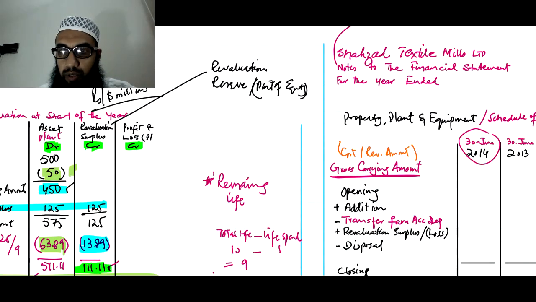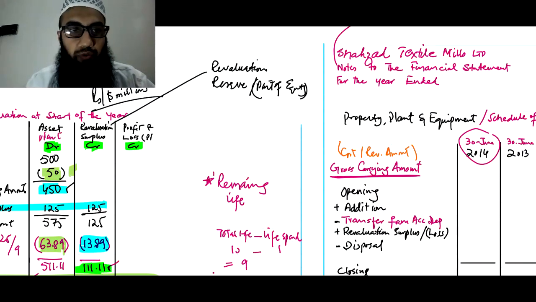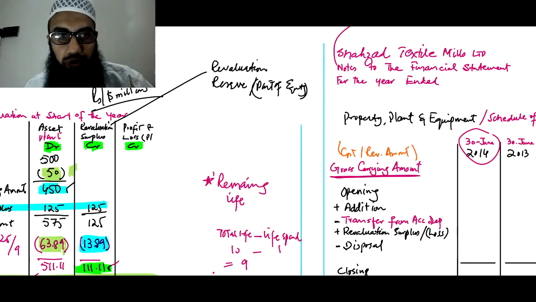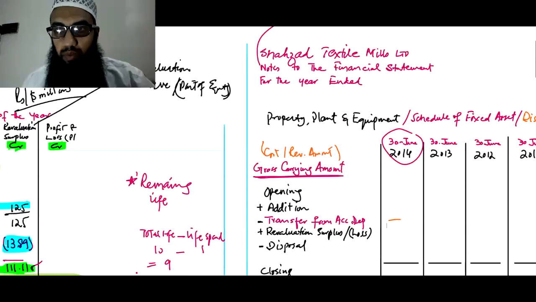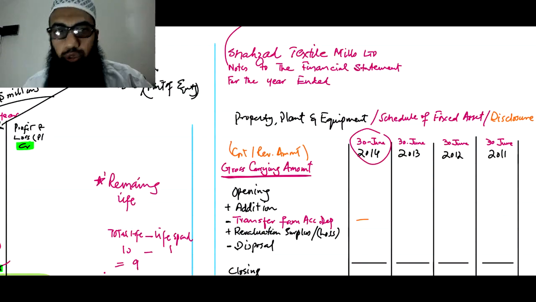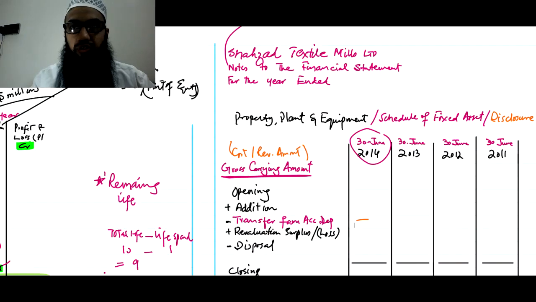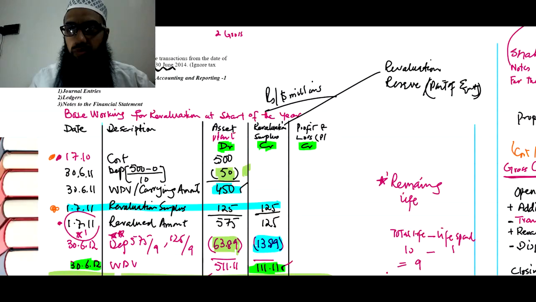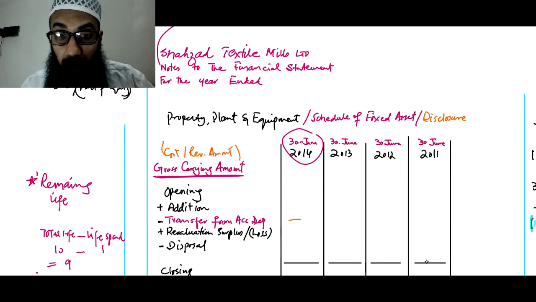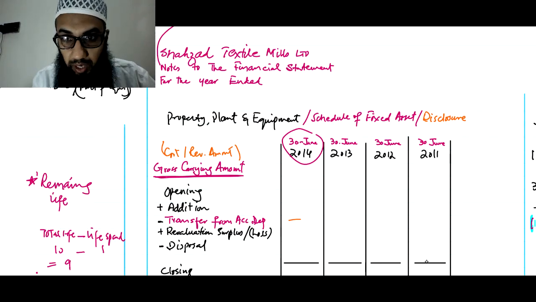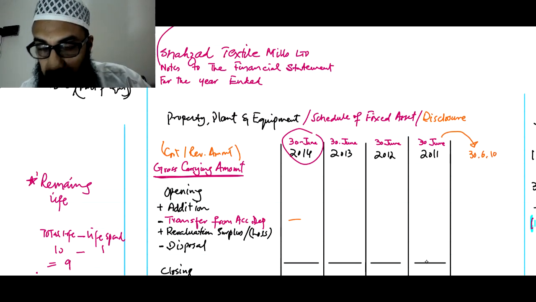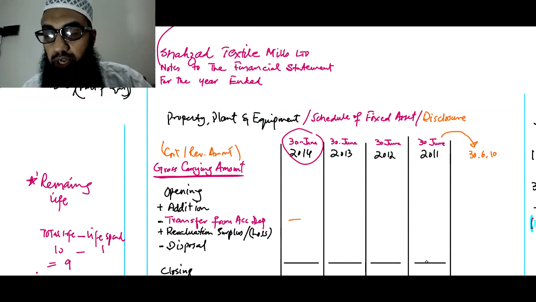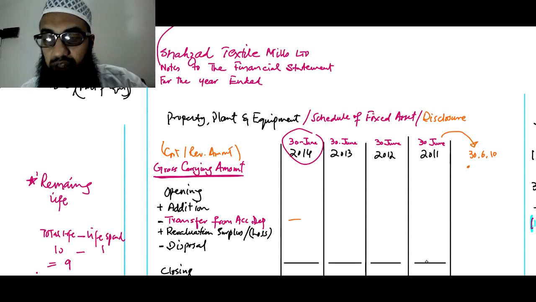Okay, opening. From where can we get the opening? Here we should see. We should start from the earliest year, 2011. On 30th June 2011, ask from your question, what is your opening? On 30th June 2011, if we have to write opening, then we need the previous year, old year, 30th June 2010. We have to find the date 30th June 2010. We have to ask ourselves whether the asset is revalued.